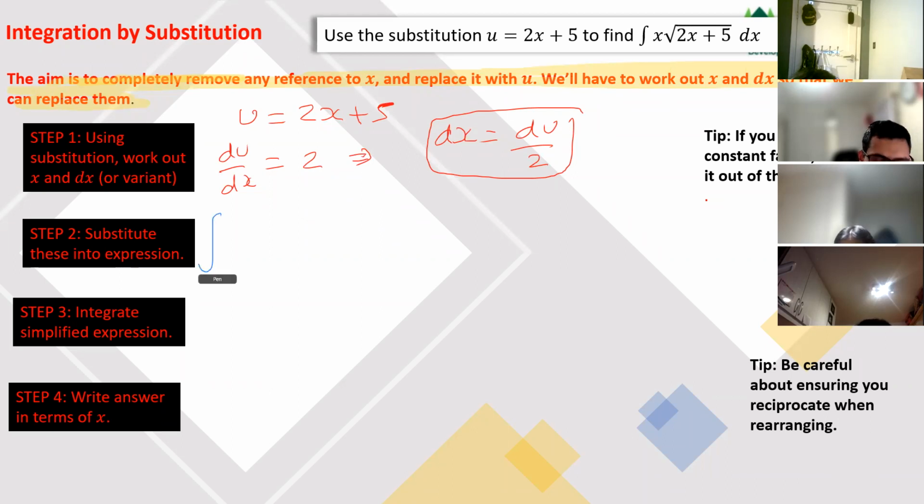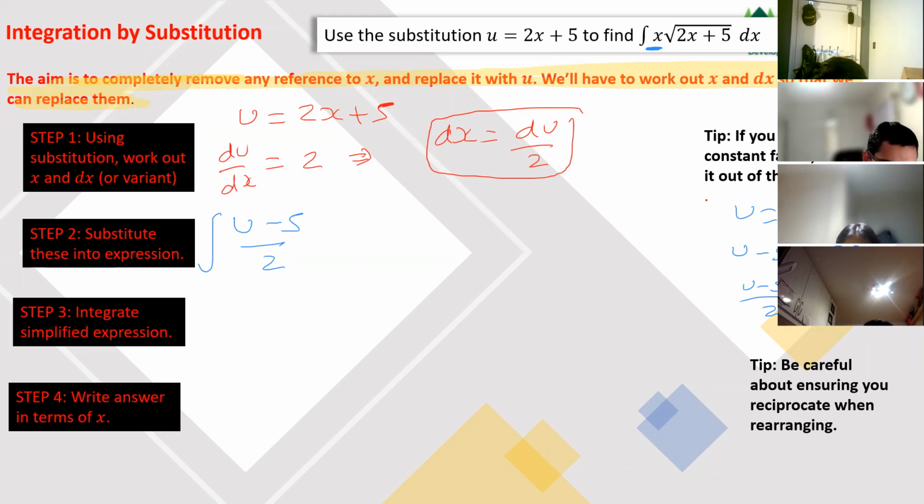So who can tell me, Sonali, what do you think we can write rather than x? U minus 5 over 2. So I will explain how we got u minus 5 over 2. We know u is equal to 2x plus 5. We make x the subject, so we get u minus 5 equals 2x, and x equals u minus 5 over 2. Our main aim is everything in the integral sign we want to make in terms of u.